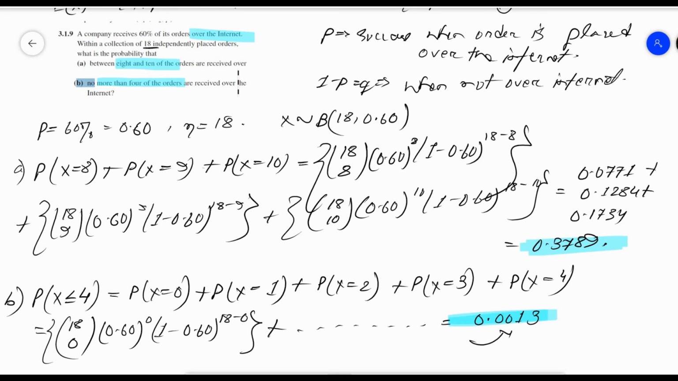So in this way, several problems related to binomial distribution referred by Bernoulli trial can easily be solved. I hope you got a pretty clear idea of using the formulas and how to solve such problems.